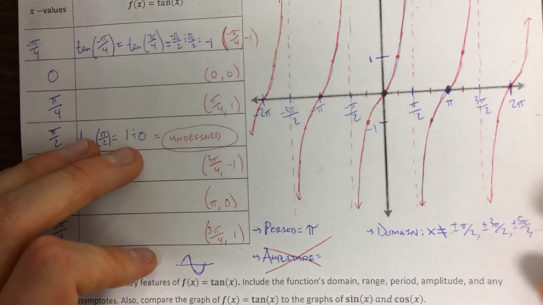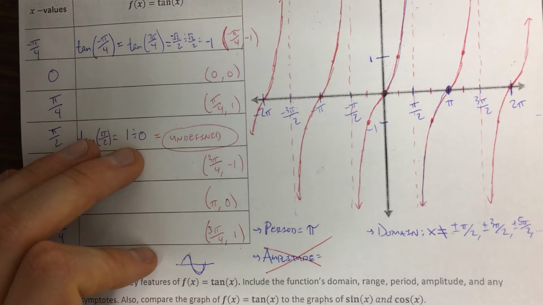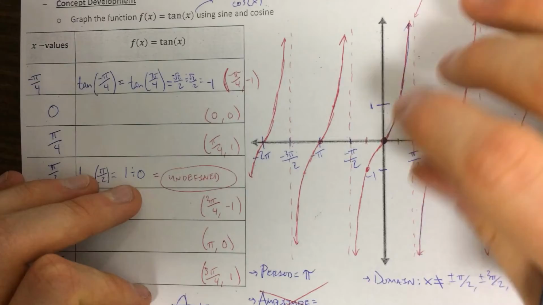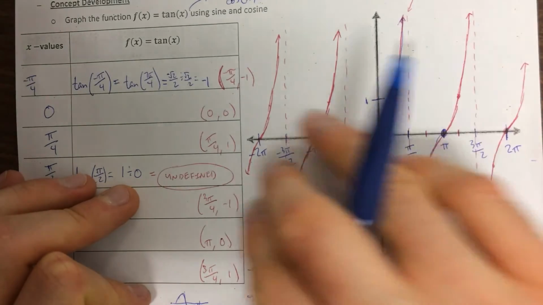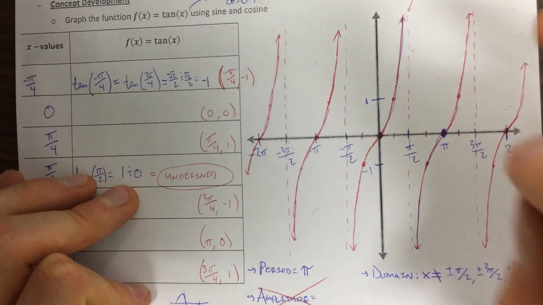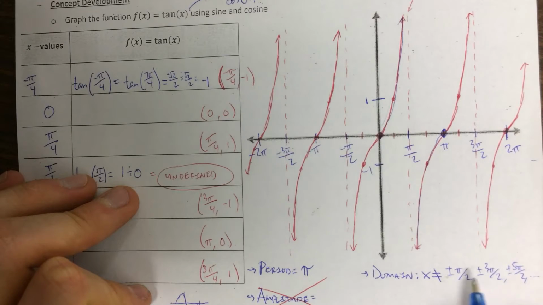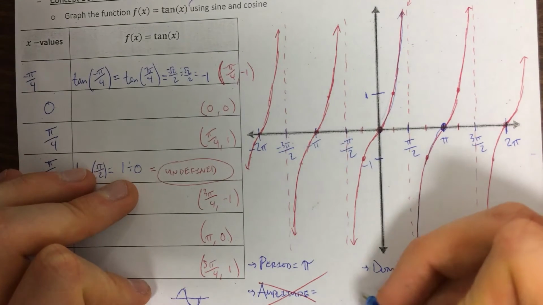Similar to secant and cosecant. Essentially what we're saying with this definition is that x can be anything we want except for these values. It cannot be these values.